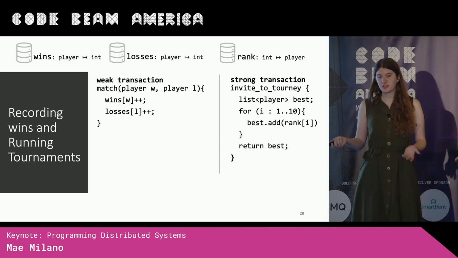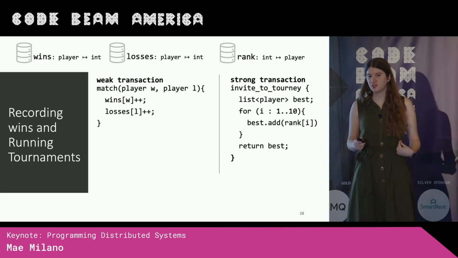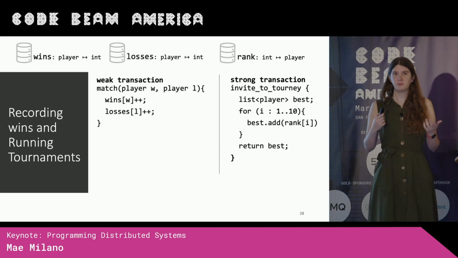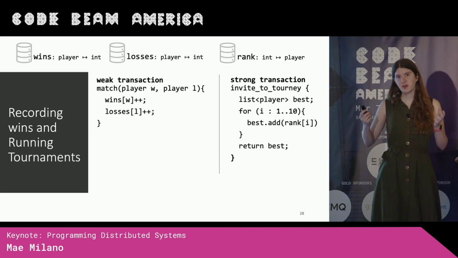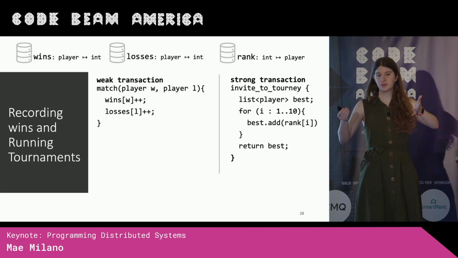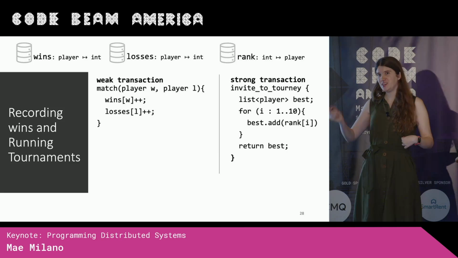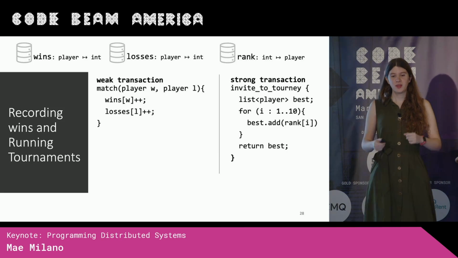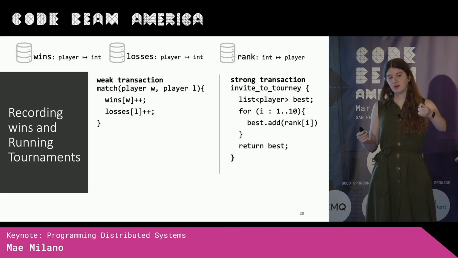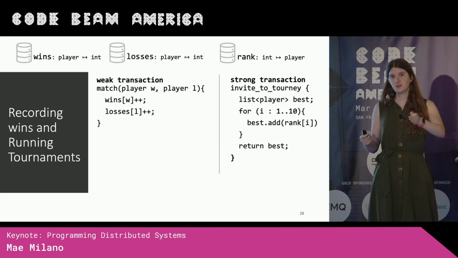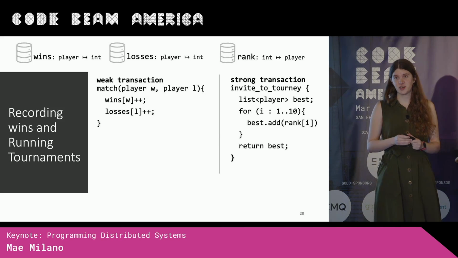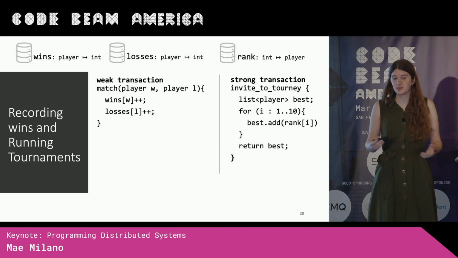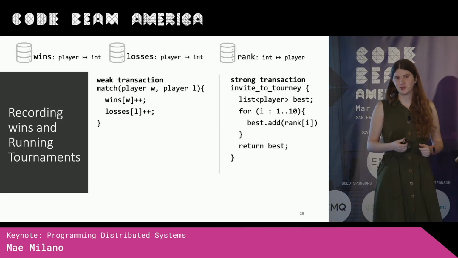Now, we also might have a transaction like this invite to tournament transaction that is meant to maintain the list of ranking. In this transaction, we've got an empty list that will contain the best players in the world. Then we iterate through the first 10 players in the rank table, so players 1 through 10, the best 10 players in the world, add them to our list, and then return our list. What this transaction does is get us the 10 best players in the world, so that we can send them an invitation to our tournament.